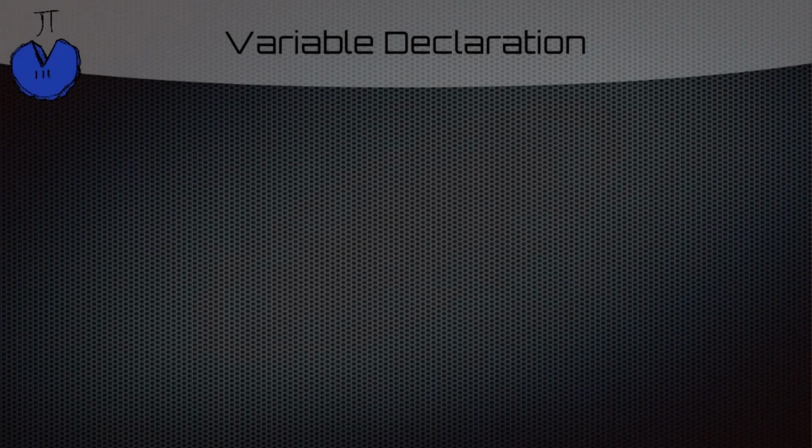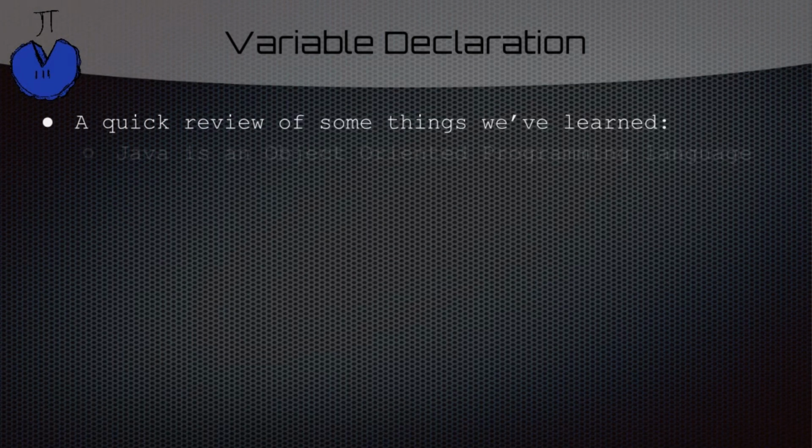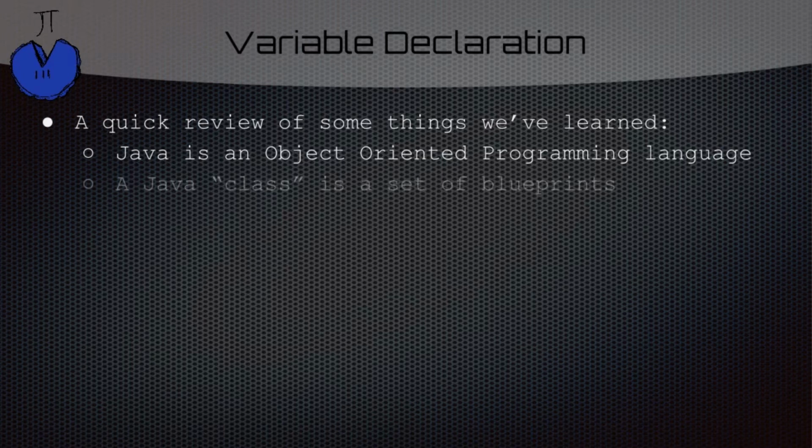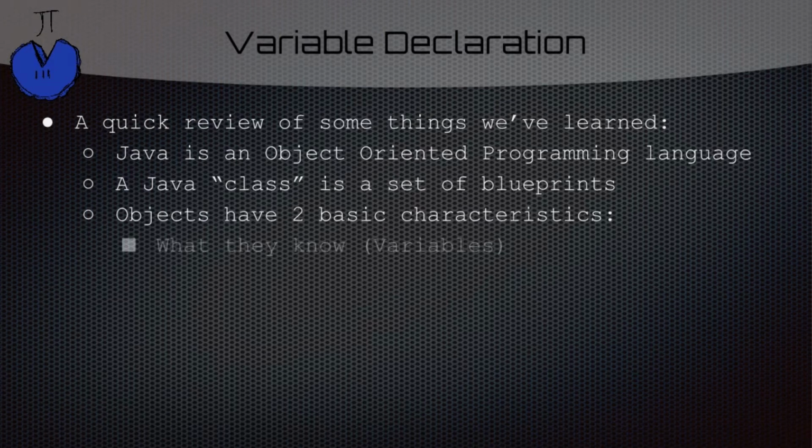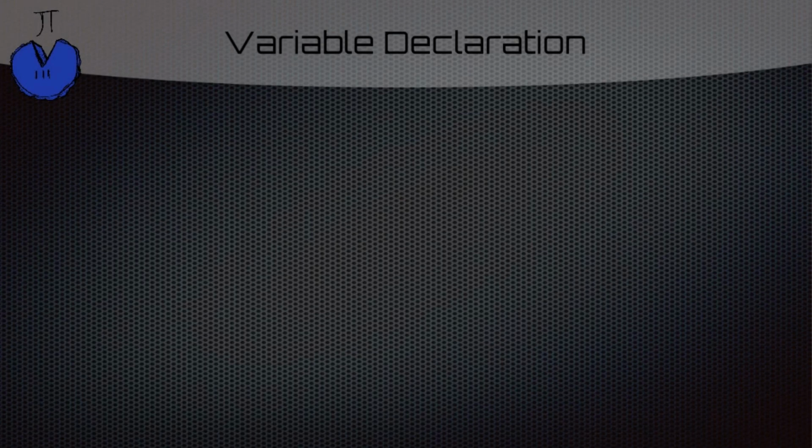So now we'll get into variable declaration, but first a quick review of some of the things we learned in the last video. Java is an object-oriented programming language, which means that everything in Java is represented as an object. A Java class is a set of blueprints to create an object. And objects have two basic characteristics: what they know, called variables, and what they do, called methods. So we're going to be talking about variables.